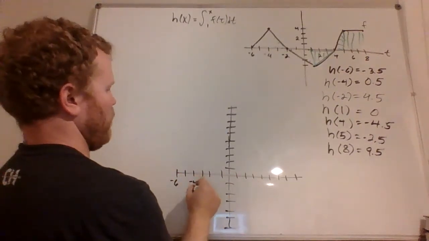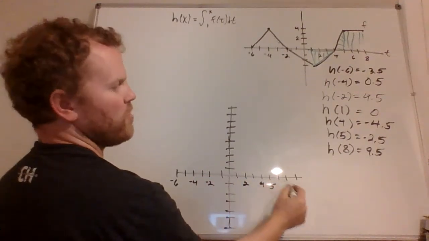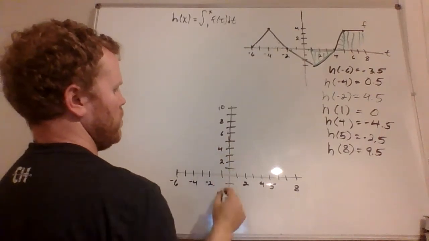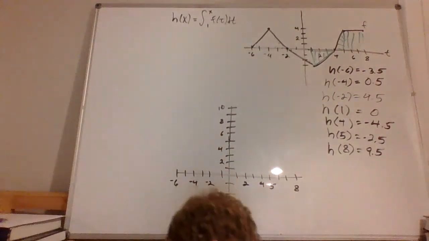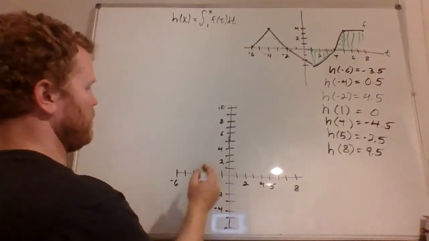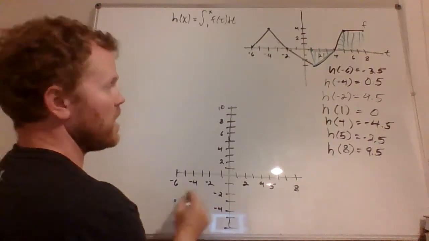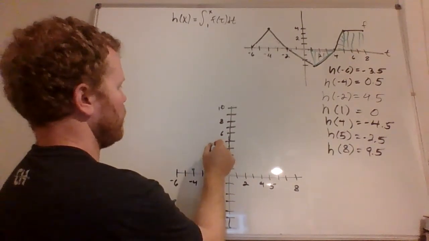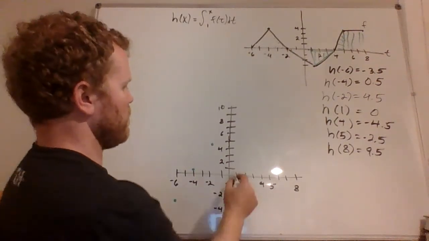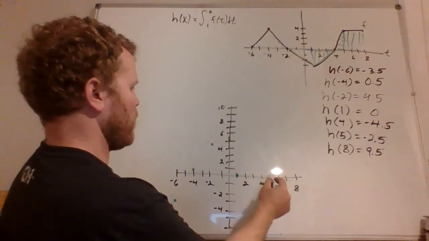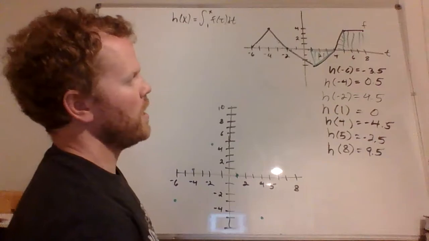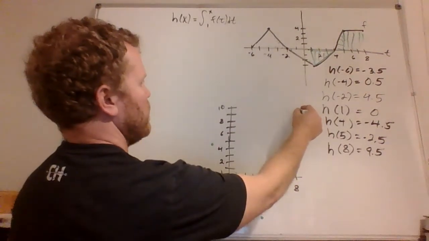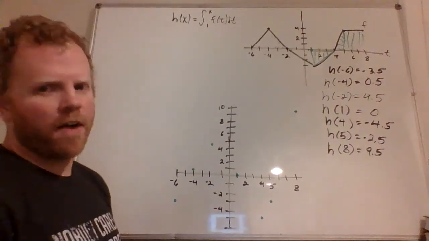So that's negative 6, negative 4, negative 2, 2, 4. We included 5, so I'm going to highlight that. That should be 10, 8, 6, 4, 2, negative 2, negative 4, and I think we should be okay. So let's plot some dots. We've got h of negative 6 is negative 3 1/2. It should be here. H of negative 4 is 1/2. H of negative 2 is 4 1/2. H of 1 is 0. H of 4 is negative 4 1/2. H of 5 is negative 2 1/2. And h of 8 is 9 1/2. So all the way up here. So there are our graphs, just with a bunch of dots.